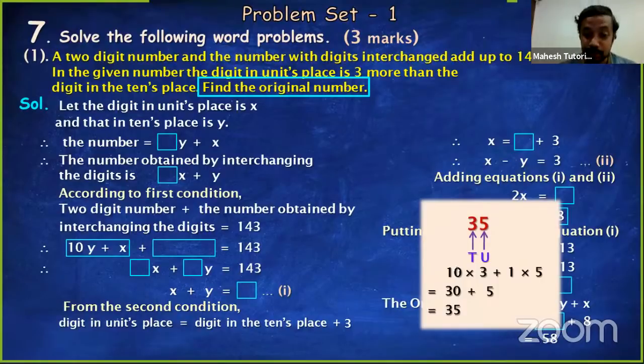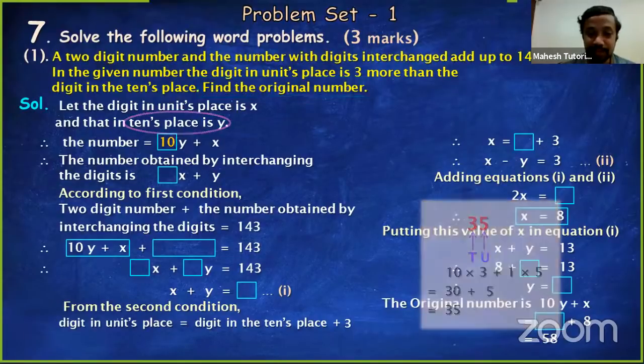But since y is present in the tens place, students, tens place wala number gets multiplied by what? 10. So this y will get multiplied by 10. So in that case, in that box, the number would be 10. So the number becomes 10y plus x.